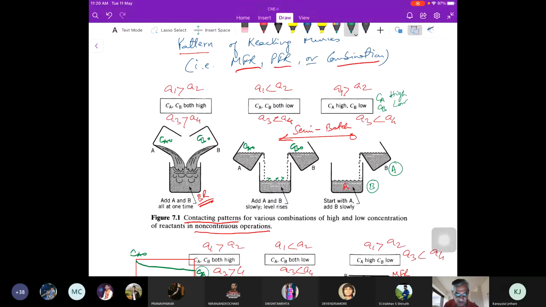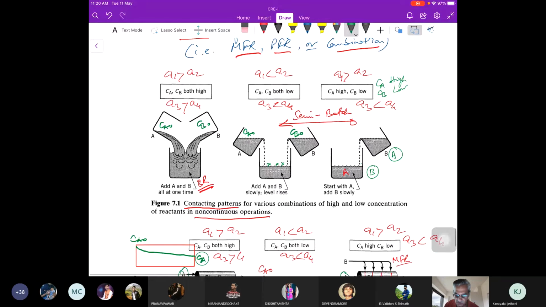Right? So if A1 is greater than A2, then we need CA high, and if A3 is less than A4, then we need CB low. So in this case, what we do is take A in the reactor. Oh, sorry. This is CB naught. Oh, start with A. Sorry.